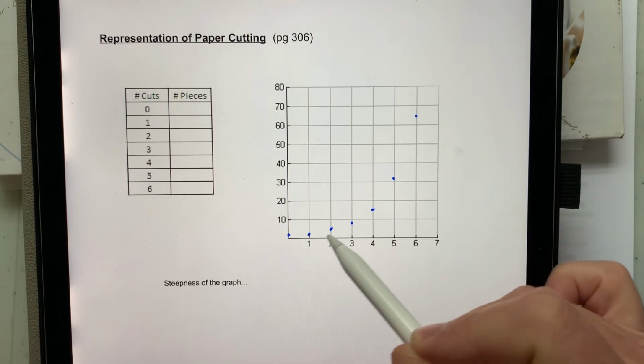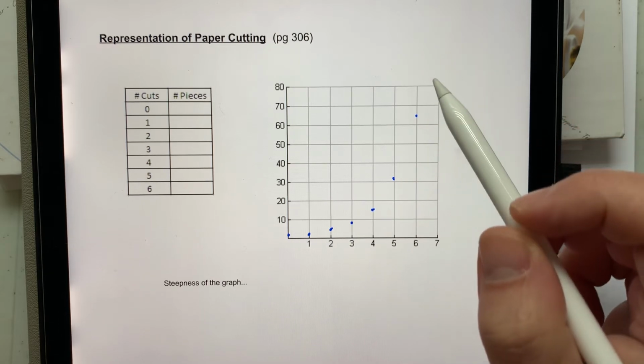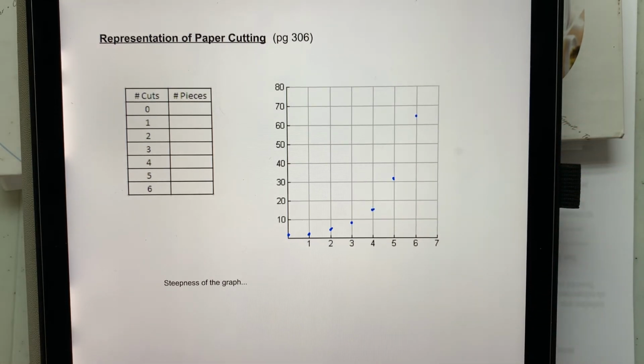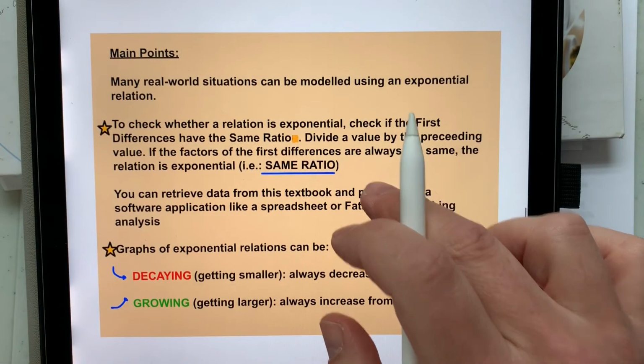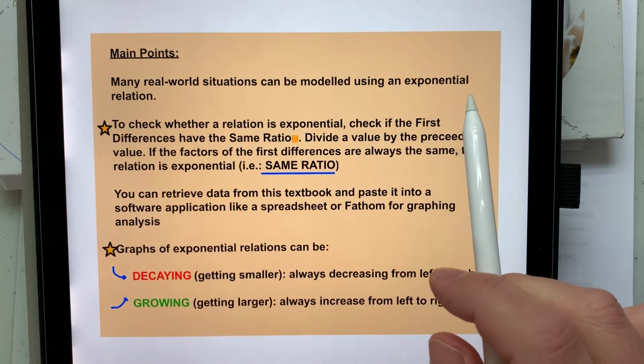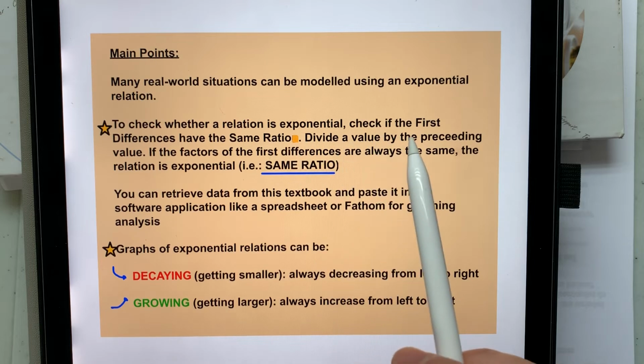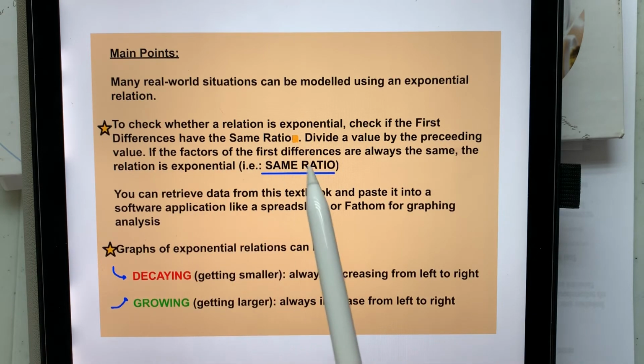And as you can see, the shape is, again, it starts kind of flattish, and then it gets steeper and steeper as it goes up and up. Make sense? So it's another show of an exponential function. So here are the main points for this lesson, really. Many real-world situations can be modeled using an exponential relation. To check whether a relation is exponential, check if the first differences have the same ratio.